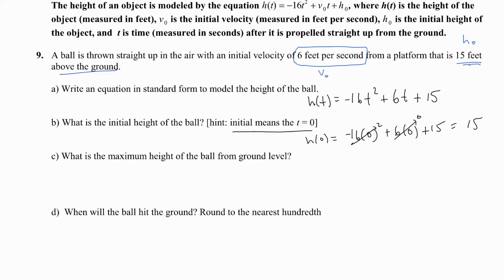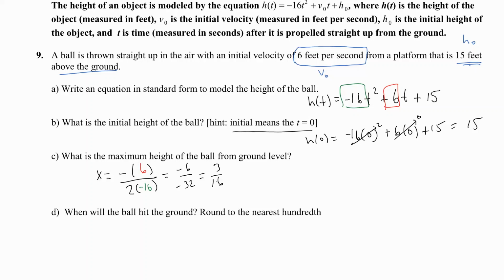What is the maximum height of the ball from ground level? Okay, so the maximum height is going to be at the vertex. So we've got to think, all right, how are we going to find the vertex? Well, the vertex is on the axis of symmetry. So we do -b over 2a. The a value is -16, and the b value is +6. And then we just go ahead and simplify that. So -6 over -32 is going to be a positive number, so 3 over 16.